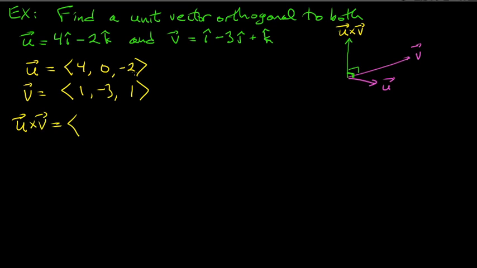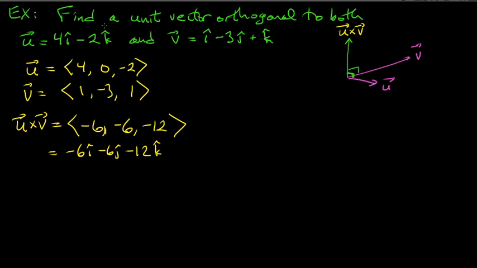So we get 0 minus 6. And then the second component will be negative 2 minus 4, that's also negative 6. And then the third component will be 4 times negative 3 minus 0, so negative 12. So -6, -6, -12, or if you prefer, -6i minus 6j minus 12k. Okay, so that vector will be orthogonal to u and orthogonal to v.